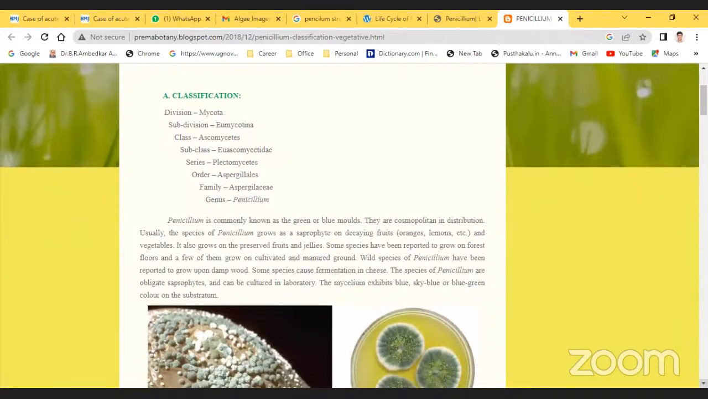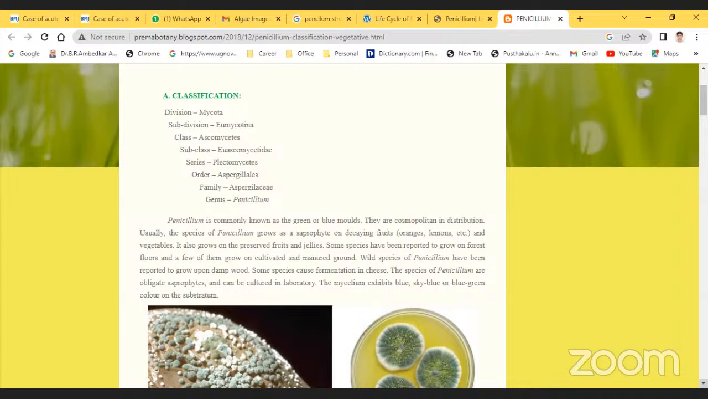So we will discuss Penicillium. Who discovered Penicillium? Alexander Fleming. Yes, Alexander Fleming, and he got a Nobel Prize also, along with Florey and Chain. That's the main scientist, Alexander Fleming.